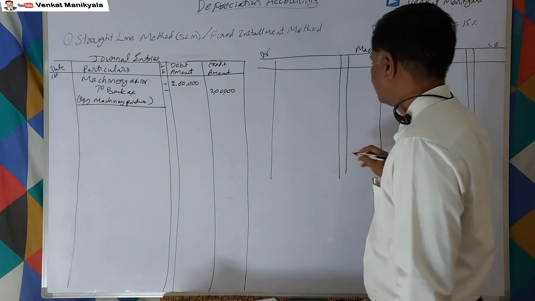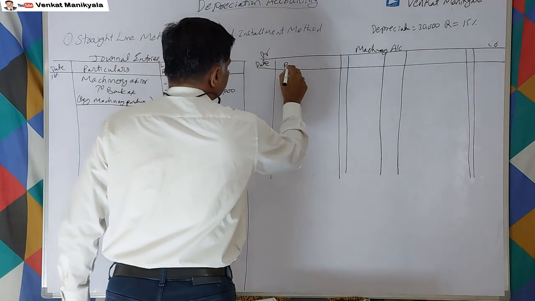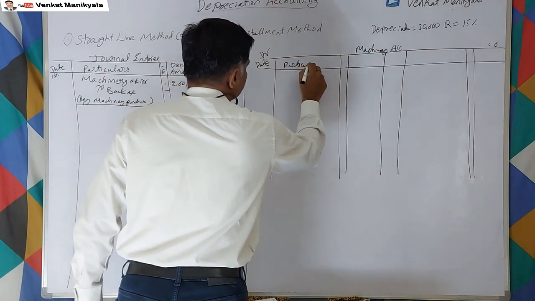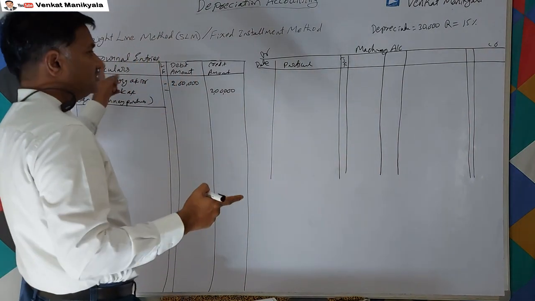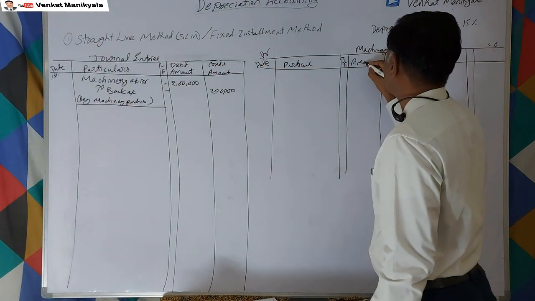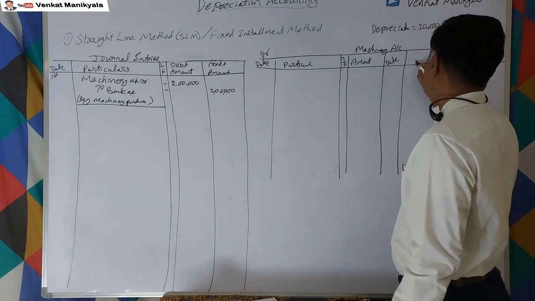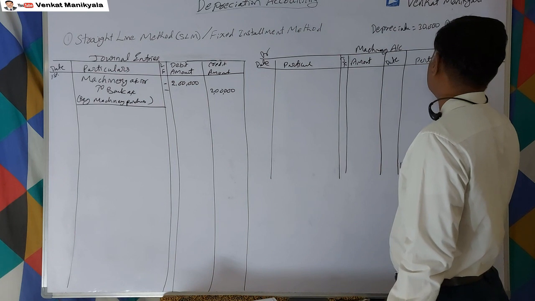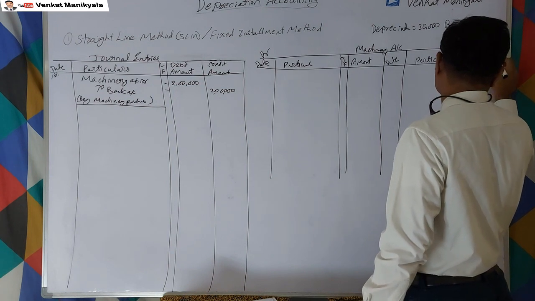The same pro forma we are supposed to maintain, right? Date, particulars, journal folio, that's a page number of the journal entries. Amount. Then the credit side: date, particulars, journal folio, amount, right?